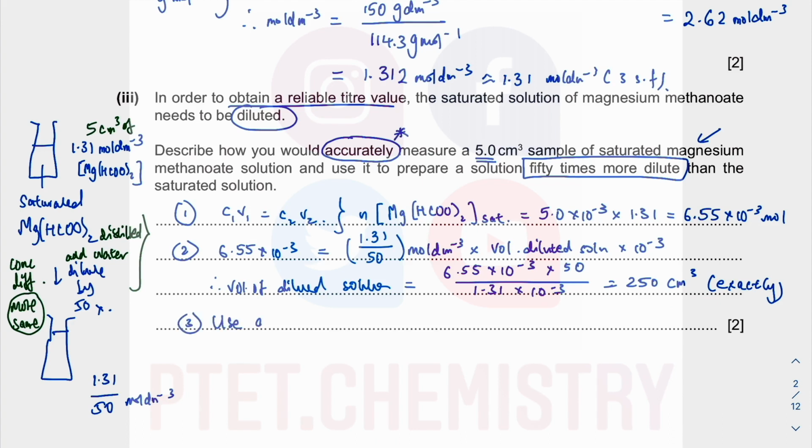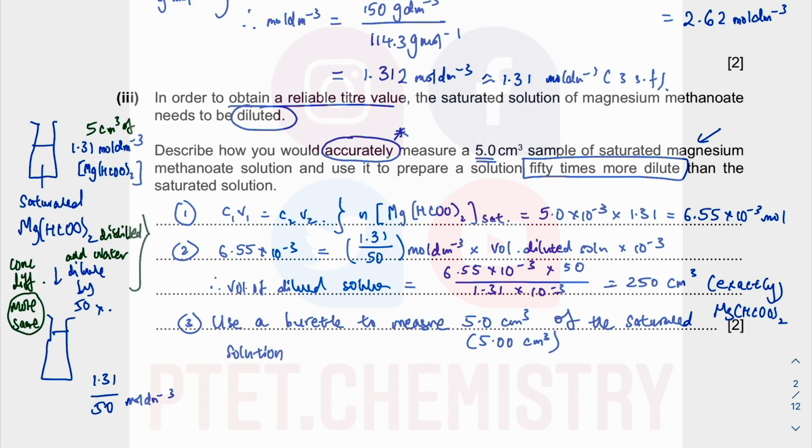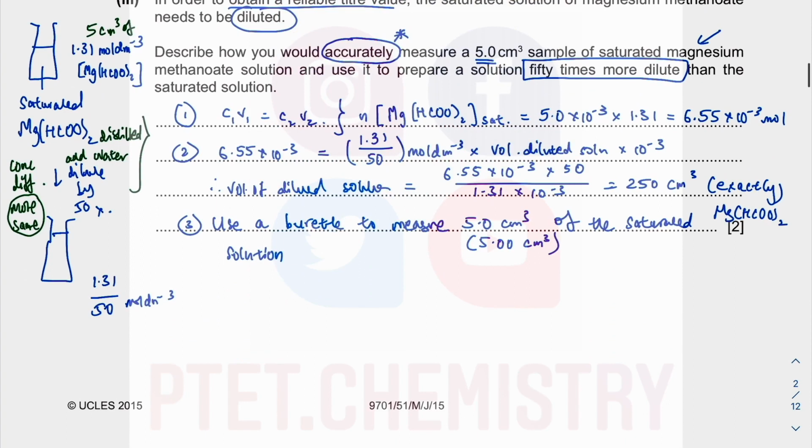So use a burette to measure 5.0 cm³. In fact, it's 5.00 cm³, because you know burettes measure up to 2 decimal places, yeah, to plus minus 0.05, of the saturated magnesium Mg(HCOO)₂ solution, and into a 250.0 or 250 cm³ volumetric flask.